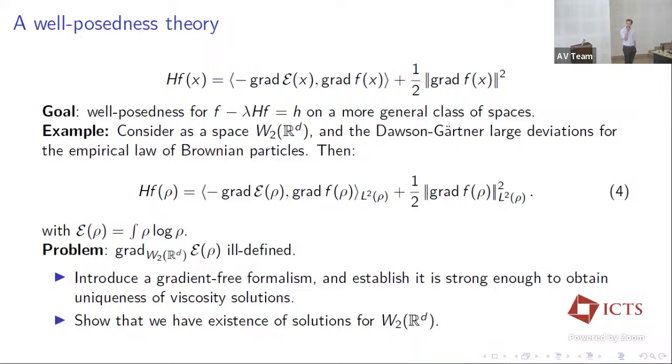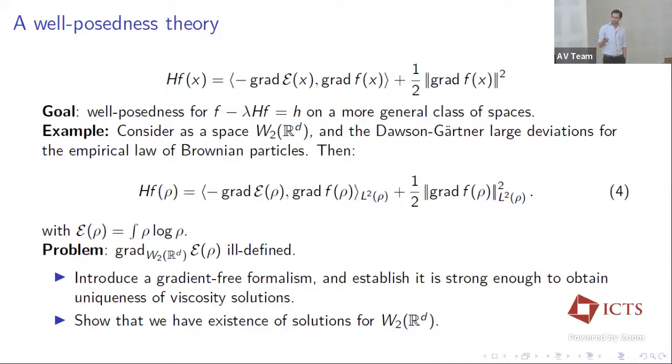So the aim is to actually introduce a gradient-free formalism to treat this equation. What is the gradient on Wasserstein space? Yeah, that's a good question. Which one do you take? So it's an L2 object. So okay, so what you do is, kind of, yeah.